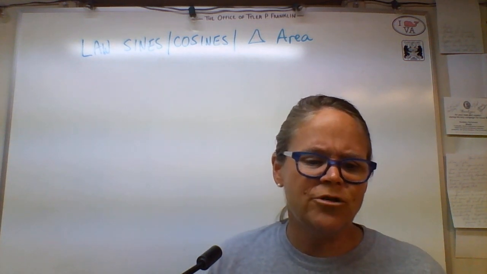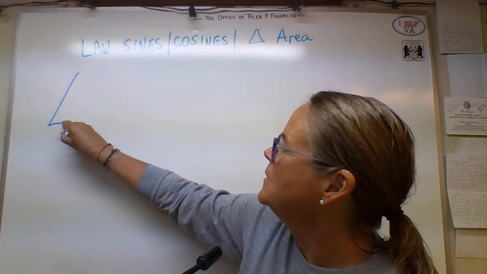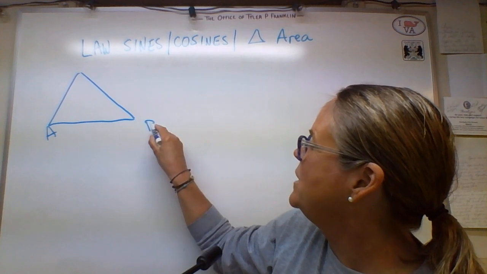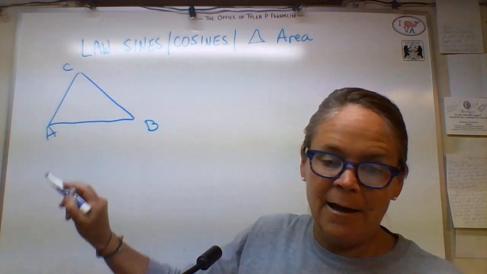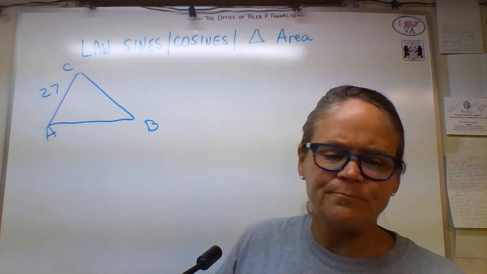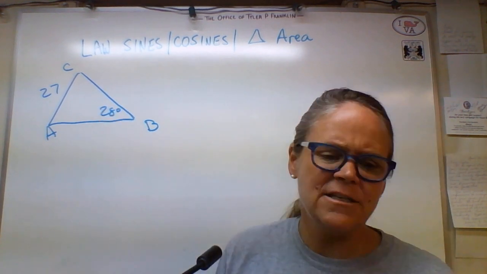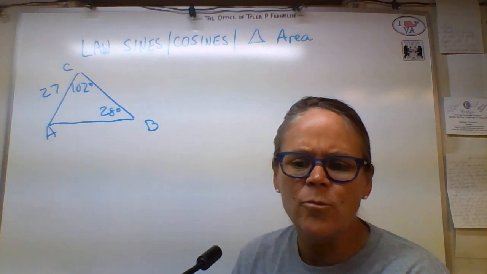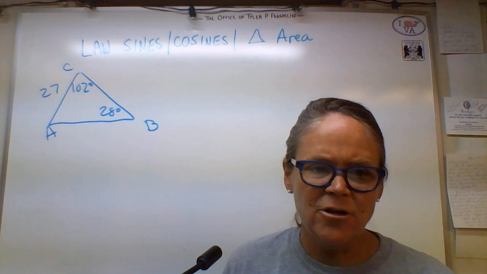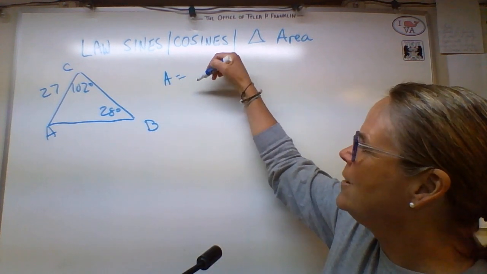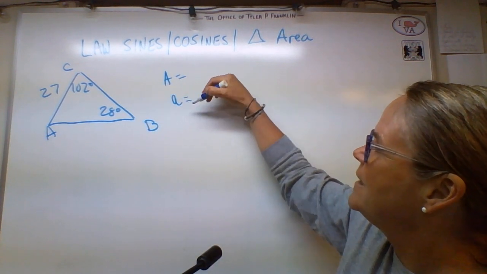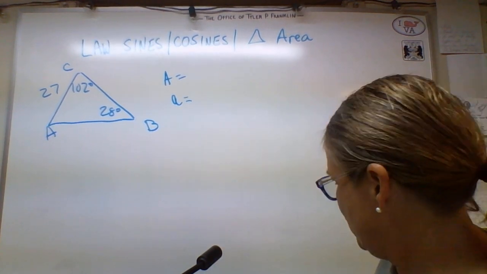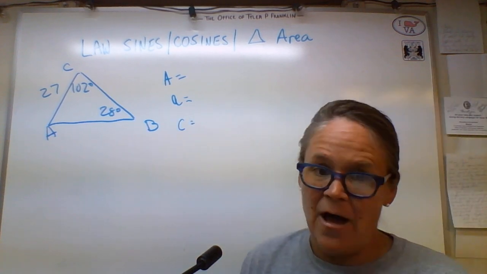So if I ask you to solve the triangle, I have angle A, angle B, angle C, and I put this is 27, this is 28 degrees, and this is 102 degrees. Solve the triangle would mean get all the parts. If I look at that, I'm missing angle A, side C. I have side B. So that's what I have to find.